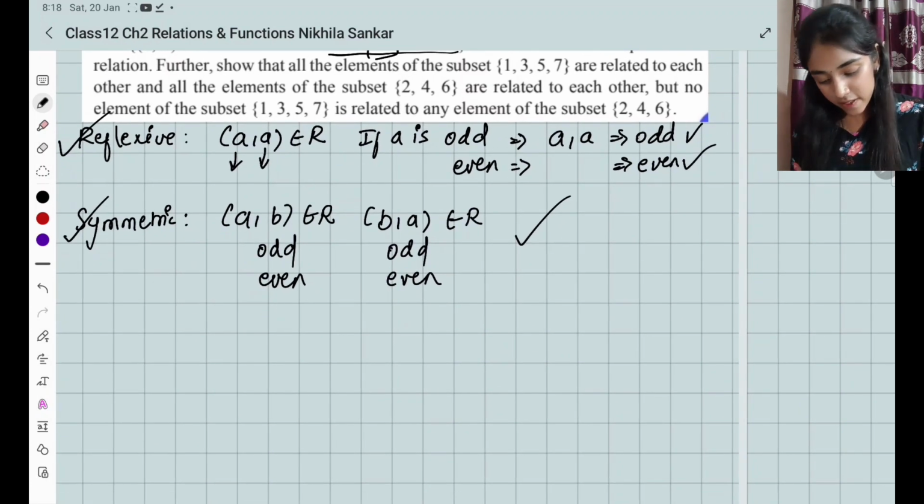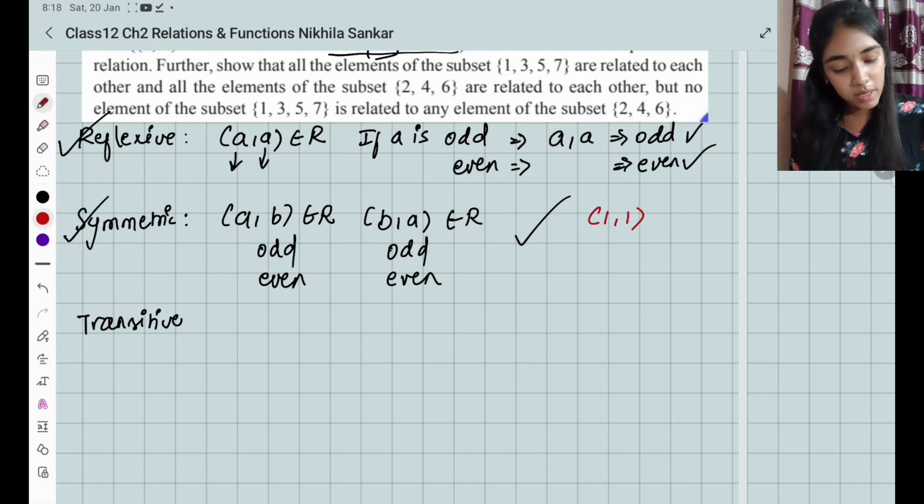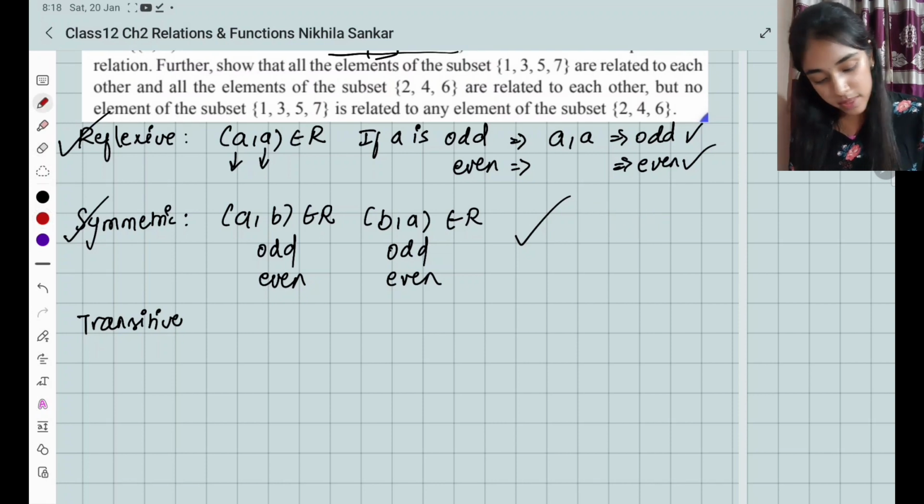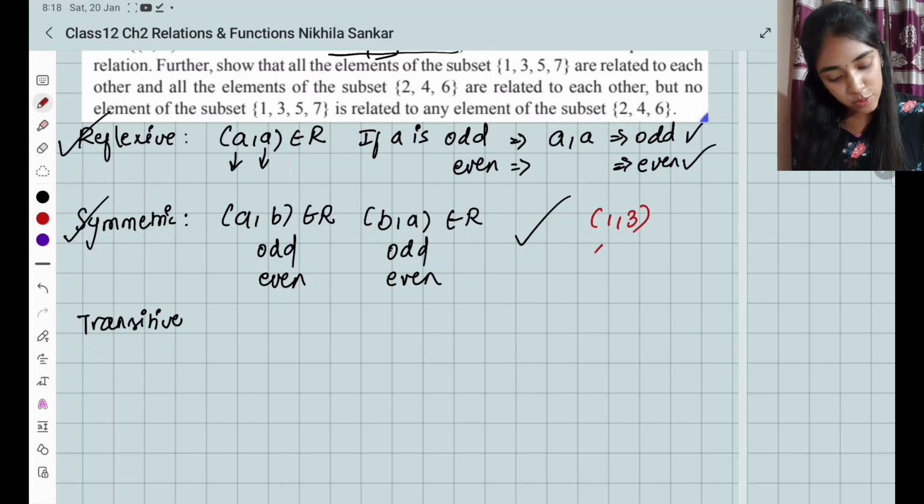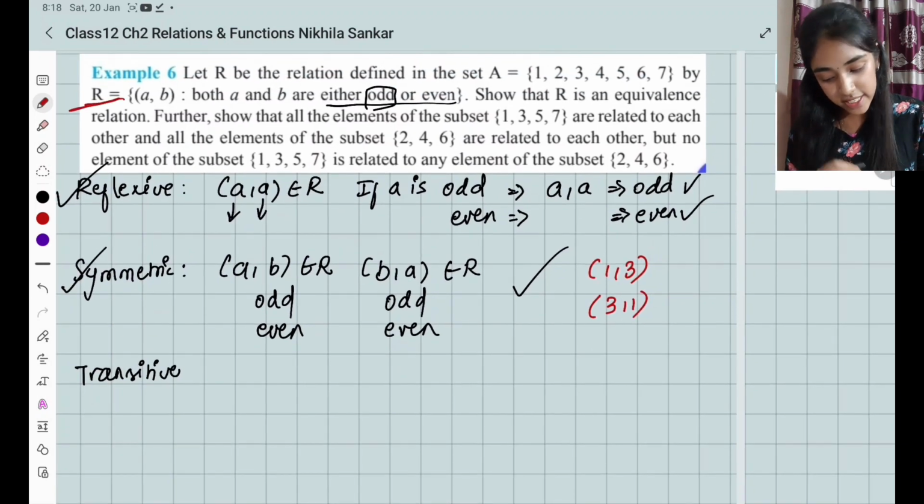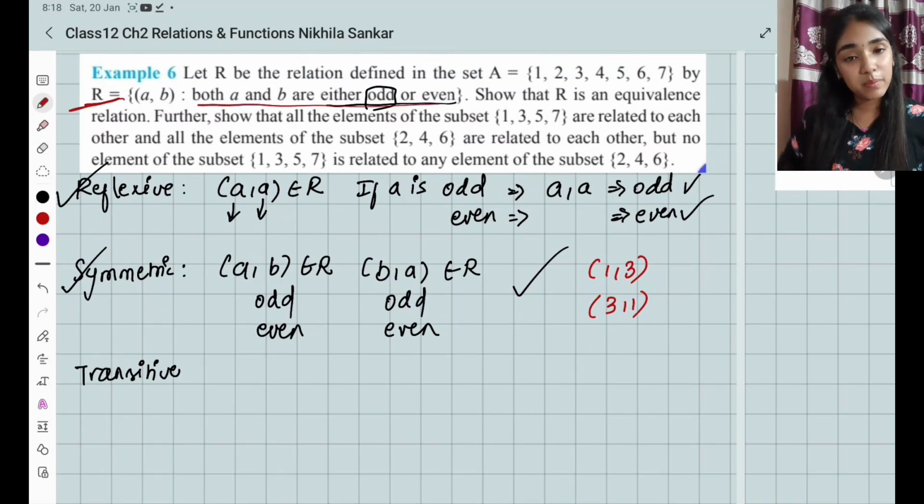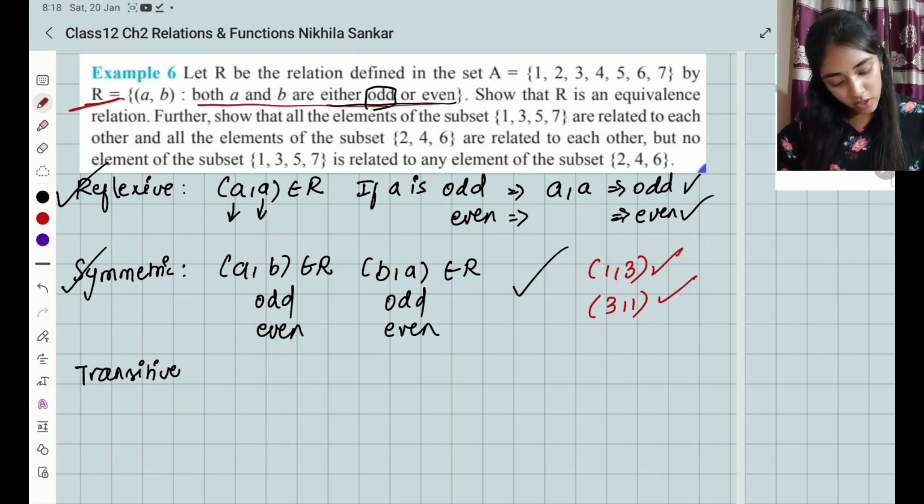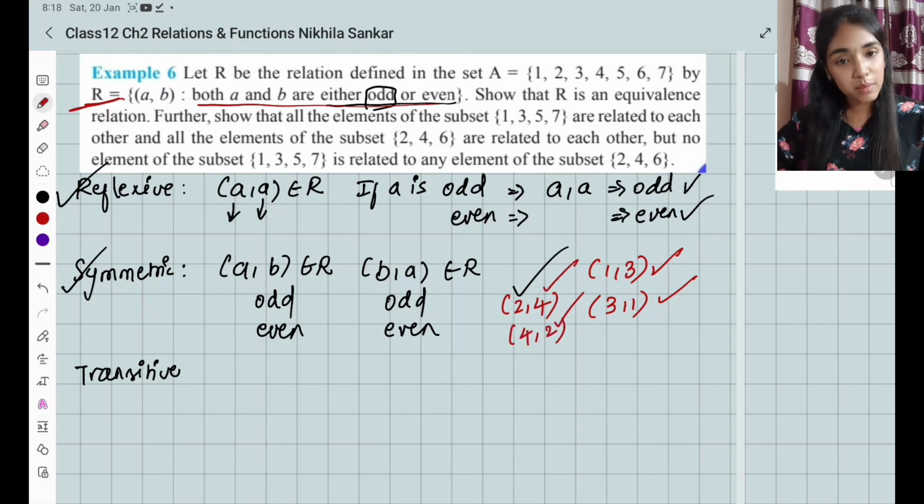Understood? Now transitive. If this is not clear, try an example. So for example, let's see (1, 3). Okay, we are talking about odd numbers, right? So (1, 3) is going to be odd. Then (3, 1) is also going to be odd. So it definitely satisfies the relation where both a and b are either odd or even. Understood? If this is odd, this is also odd. Now if we take even numbers, 2, 4, then you have (4, 2). If this is even, this is also even. Okay? So this is how we write it in this form.